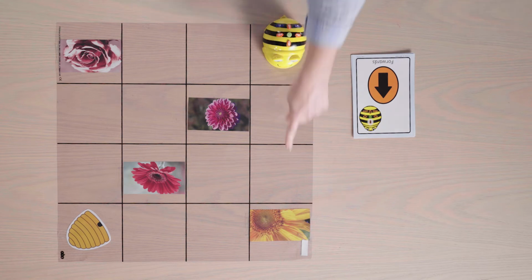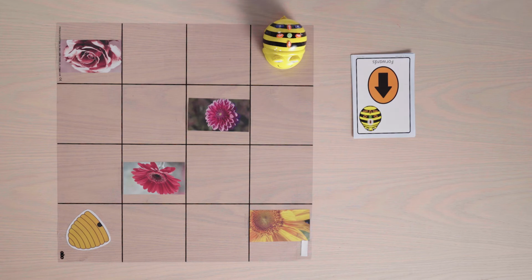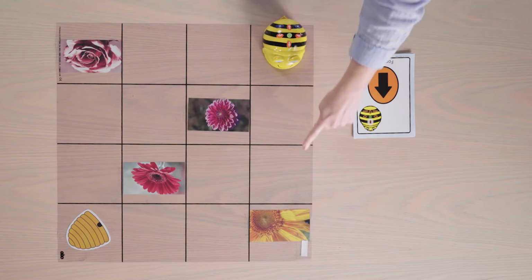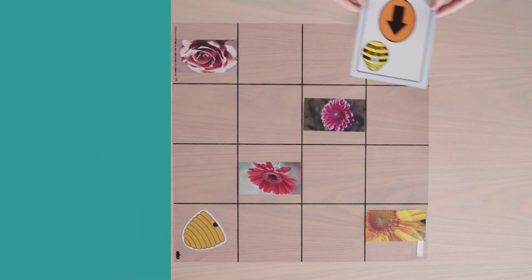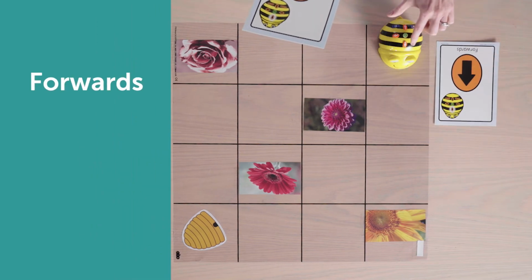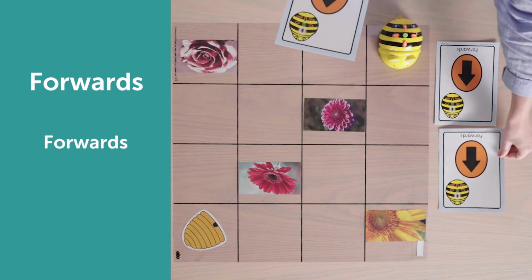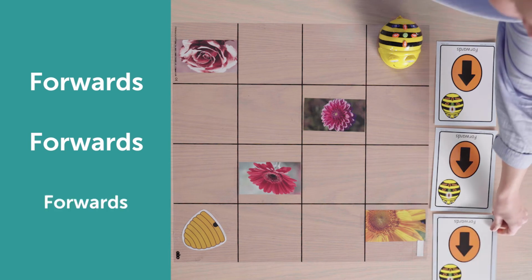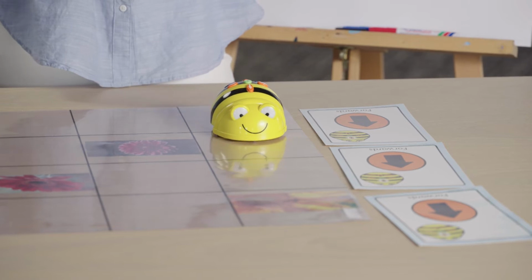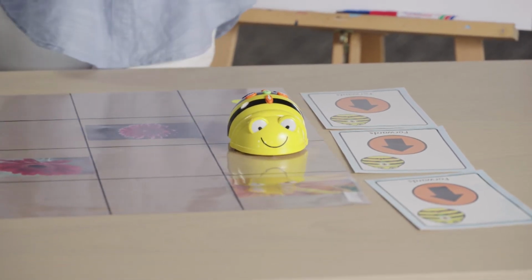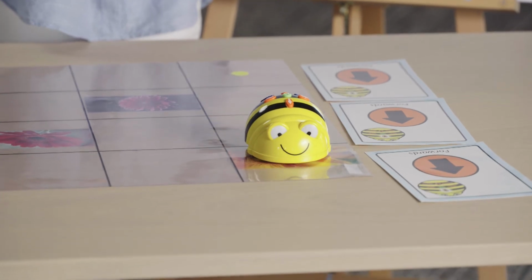First, let's visit the yellow sunflower. How many spaces do we need to move forward? Let's count together. 1, 2, 3. So we're going to program bee-bot to go forwards, forwards, and forwards. Then we'll press go. Well done, Bebot. Now let's go to the pink gerbera flower.